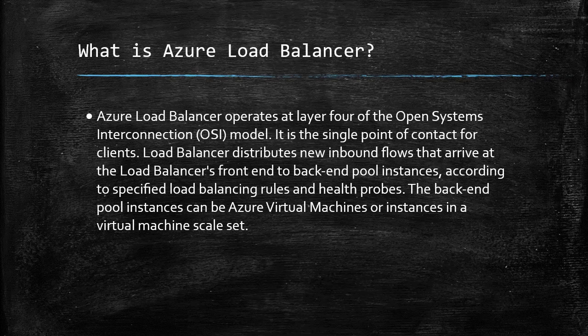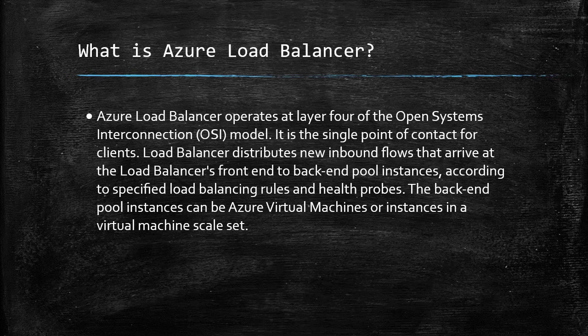Azure Load Balancer is a layer 4 component in OSI model. Azure Load Balancer is not a proxy, it is just a component which forwards the traffic from the client to the backend pools. It is a single point of contact for the clients. Azure Load Balancer distributes the new inbound flows that arrive at its load balancer frontend to the backend pool instances according to specified load balancing rules and health probes. The backend pool can either be a VM or VMSS instances.